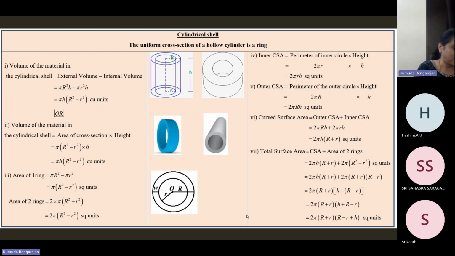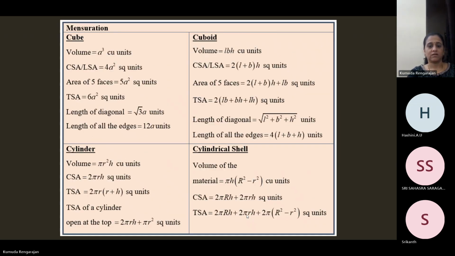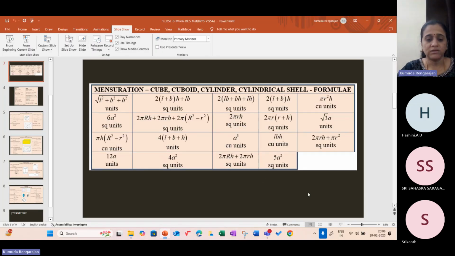Oh, see, I forgot. Now I was sending the images, right? So don't get confused with this image. This is just for you to, yeah, you can ask yourself. About the formula.